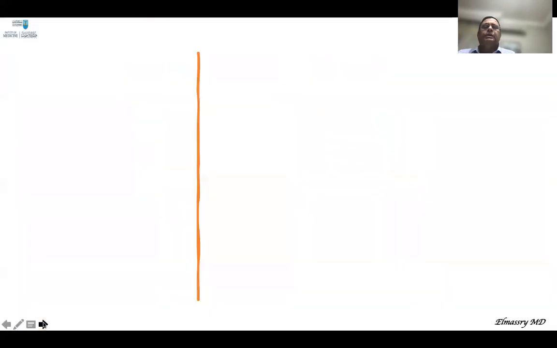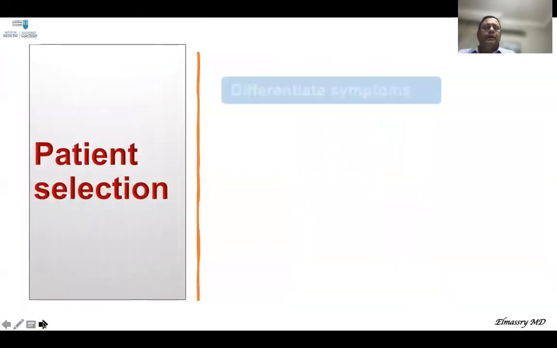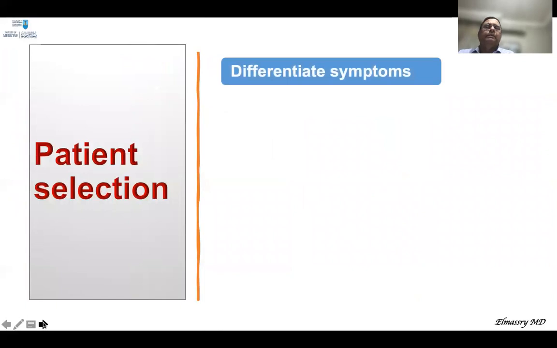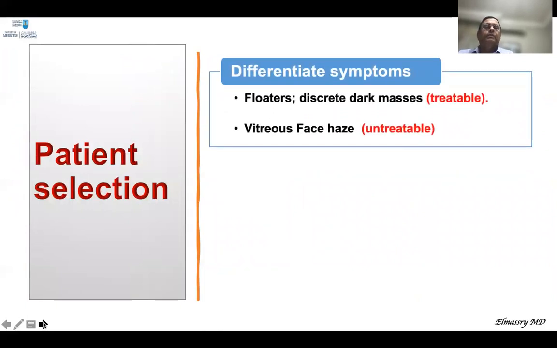Okay, patient selection. Again, this point will be discussed, but I'm just describing it in my presentation to differentiate between the symptoms. Floaters with discrete dark masses are the treatable ones with YAG laser vitreolysis, while vitreous haze is untreatable with YAG laser vitreolysis, and needs other ways of treatment like pars plana vitrectomy.